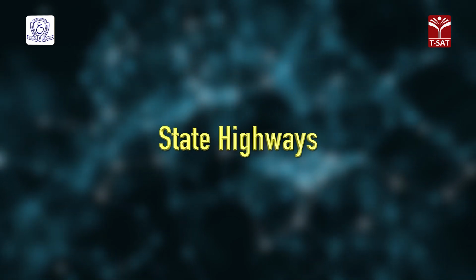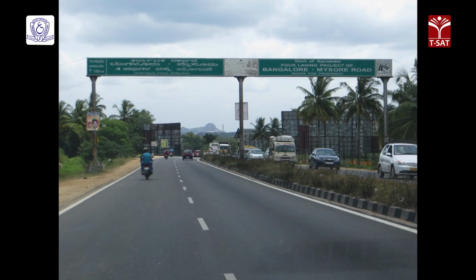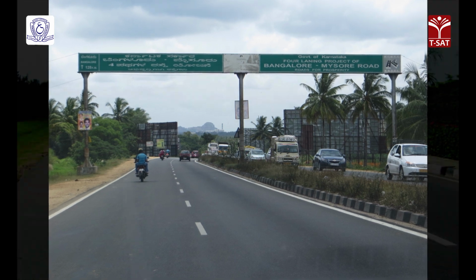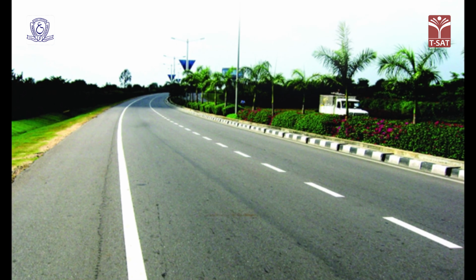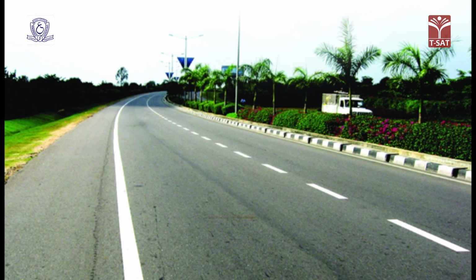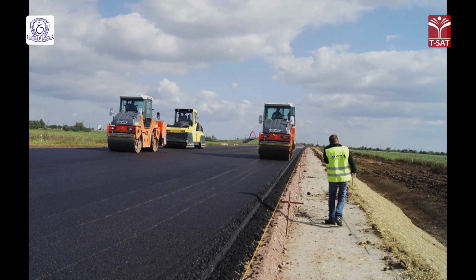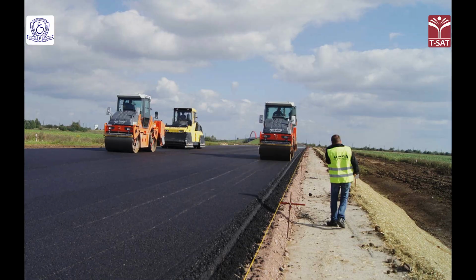Now, the second type is state highways. State highways are the important roads which connect district headquarters and important towns and cities with the capital and national highways. Construction and maintenance of state highways are the responsibility of the state government. The total length of state highways in India in 2012-13 was 168.3 thousand kilometers.